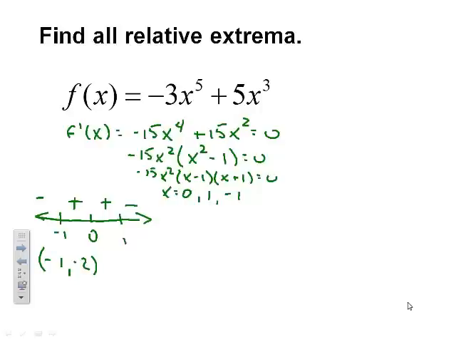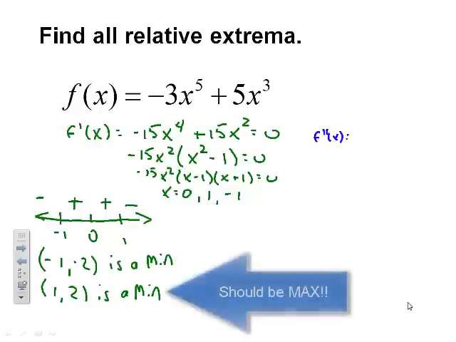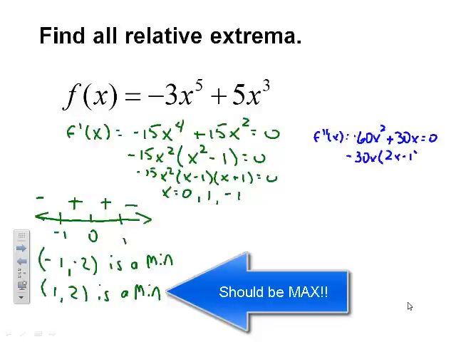Therefore, I know that negative 1 comma negative 2, and I got that value by plugging negative 1 back into the original function. Since at negative 1 it was going down, and now it's going up, I know it's a minimum. 1 comma 2 would be a maximum. I actually did that wrong. Negative 1 comma negative 2. It was going down, and now it's going up. So this one is a minimum. 1 comma 2 would be a maximum.